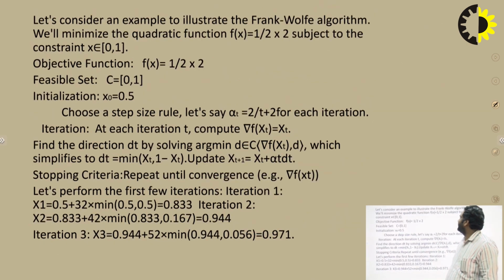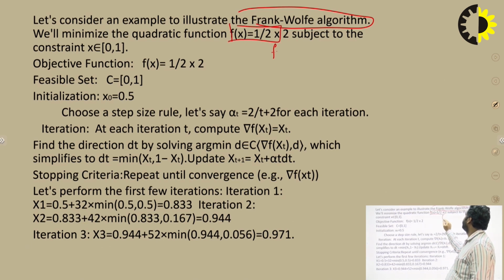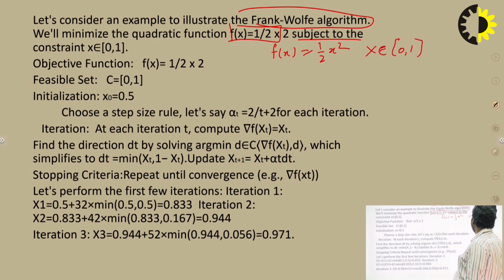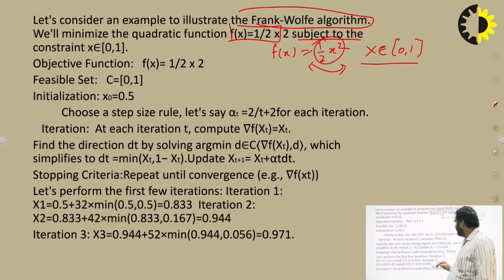So this is an example we need to solve by means of the Frank-Wolfe method. We are given the objective function f(x) equal to 1 by 2 x squared, subject to the constraint. The constraint is given: the values will lie between 0 and 1. This is our convex set. So these are two things: first the objective function that we are going to optimize, and then the given convex set, that is the feasible set.